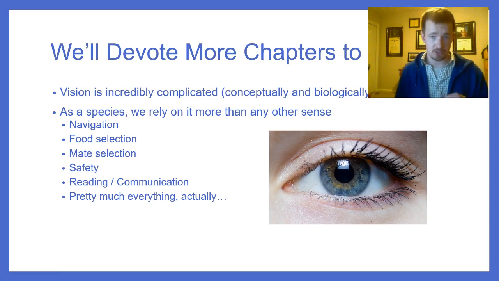We use vision to navigate, to get from here to the parking lot. We use it for food selection, so to determine whether or not a food is good to eat, or if it's going to be tasty or if it's going to be rotten. We use it for mate selection, so looking at what a potential mate looks like. We use it for safety, knowing not to bump into things, not to fall off a cliff.